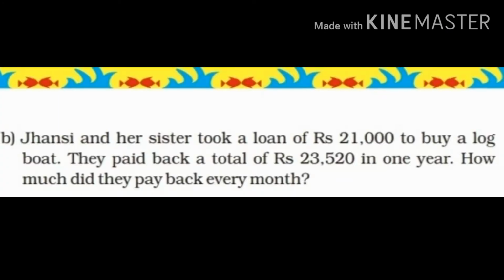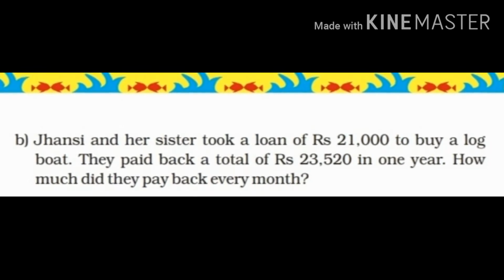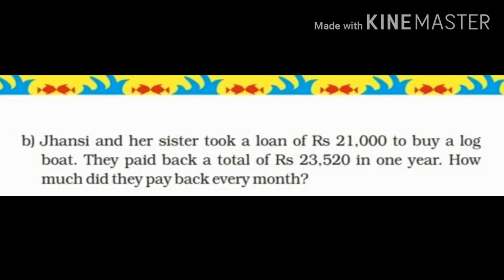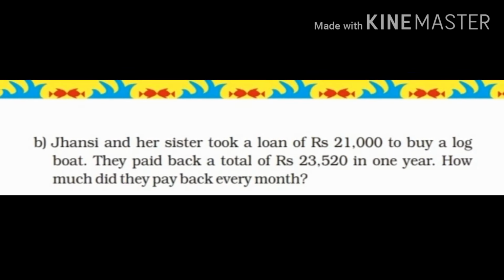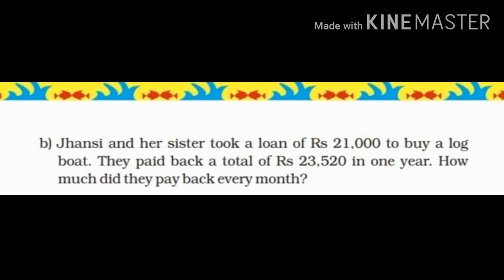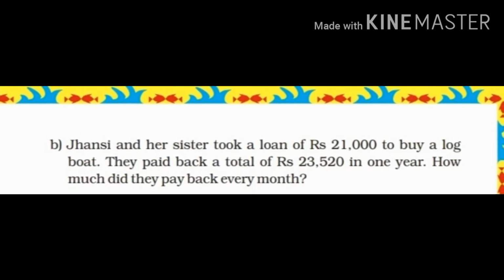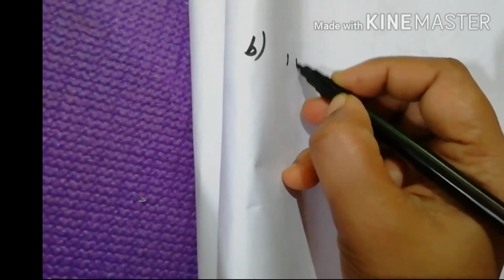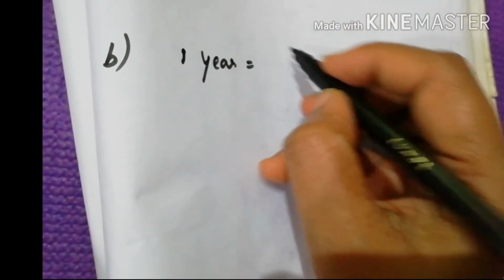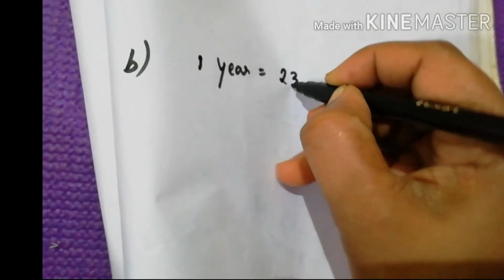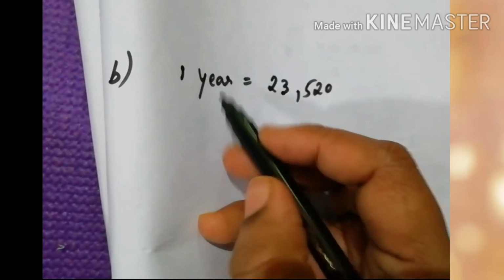Okay, the next question. Jancy and her sister took a loan of rupees 21,000 to buy a logboard. They paid back a total of rupees 23,520 in 1 year. How much did they pay back every month? So here the question is how much they pay back every month. So we know that for 1 year it is 23,520. We need to find out how much they paid per month.